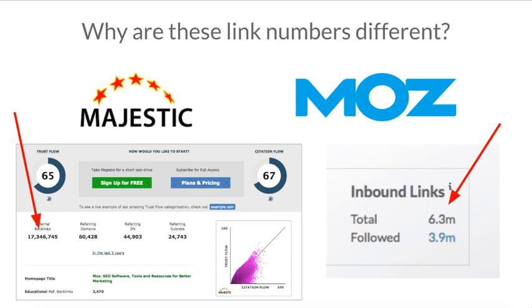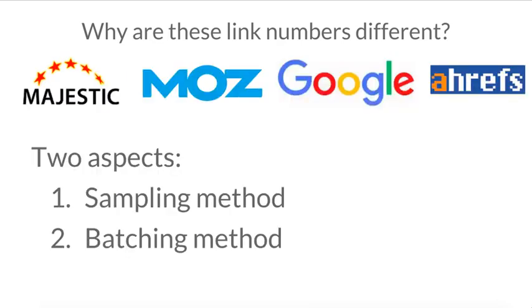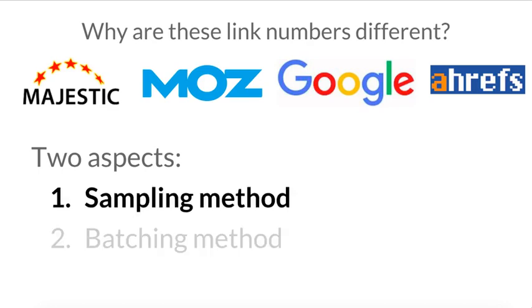So maybe you've recently switched tools, so there's conflicting numbers. Or maybe you've taken over SEO for a company as a freelancer, and previously the previous SEO was using a different tool. Or maybe you've stepped into a new role in-house and you're noticing a serious conflict in data. Well, there's two aspects to this. The first one is the sampling method.